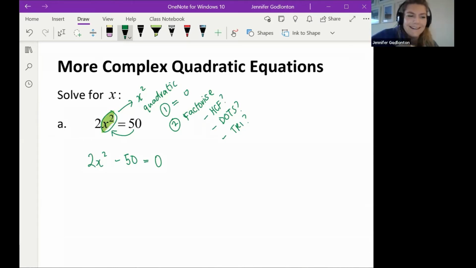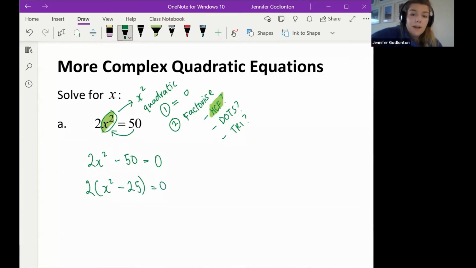I'm so sorry. Okay. When we get to this point over here, we have to think, can I factorize? Now, when we factorize, the first thing we have to look for is there a highest common factor? And if there is a highest common factor, we have to take it out. So in this case, we have a highest common factor of 2. So I'm going to take out my 2, and I'm going to be left with 2, and then open bracket x squared minus 25 is equal to 0.